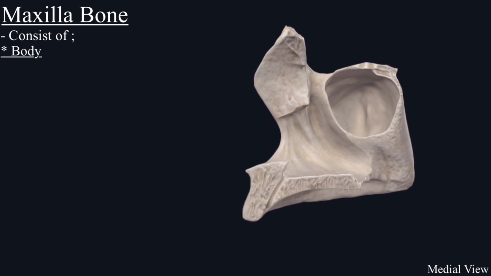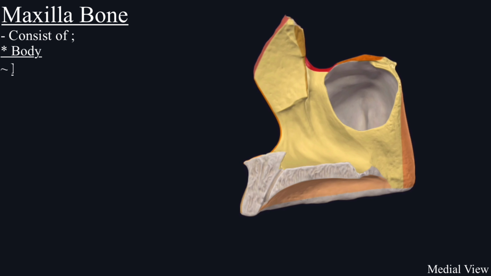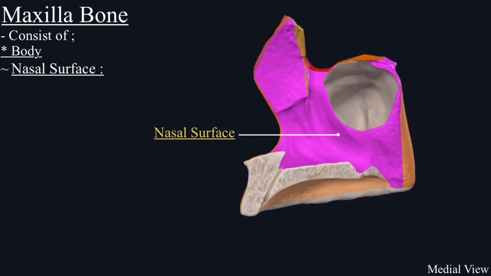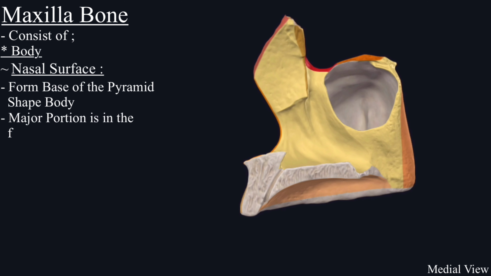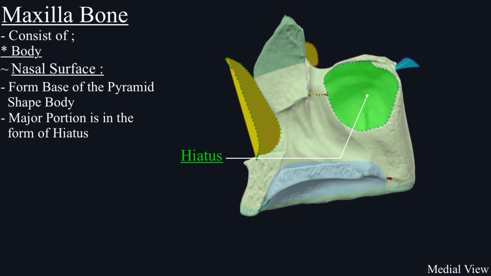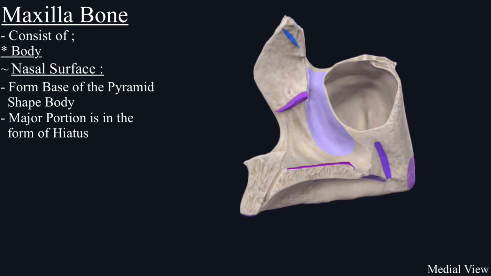This is all about the orbital surface. Next is the nasal surface. As discussed previously, the body of maxilla bone is in the shape of a pyramid, and this nasal surface forms the base of the pyramid. Major portion of the nasal surface is in the form of a hiatus, which leads to maxillary air sinus. In front of the hiatus is present a groove called lacrimal groove, and this lacrimal groove is converted to canal by combining it with lacrimal groove on lacrimal bone.